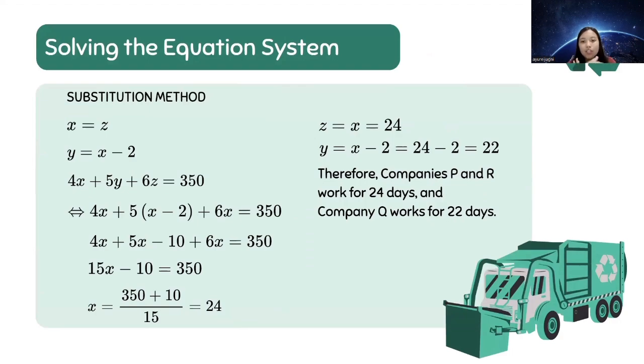Now, let's solve the equation system using the substitution method. After calculating carefully, we get x equals 24, y equals 22, and z equals 24. This means company P works for 24 days, company Q works for 22 days, and company R works for 24 days.